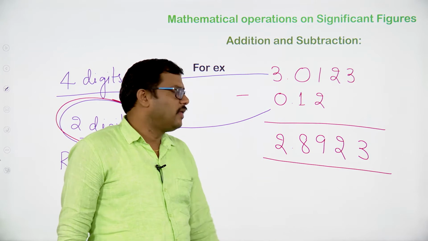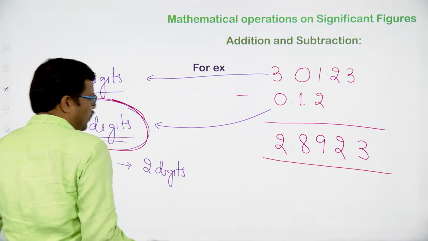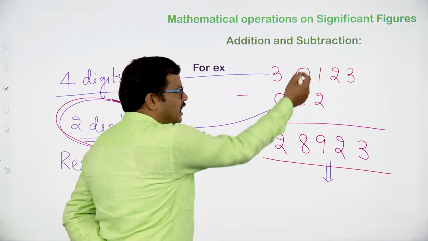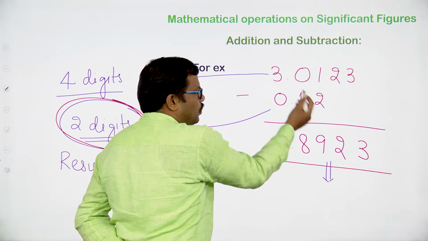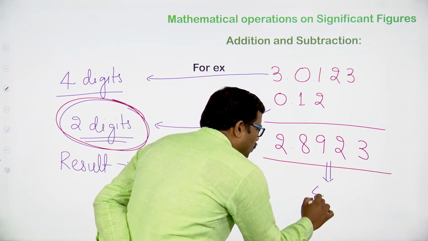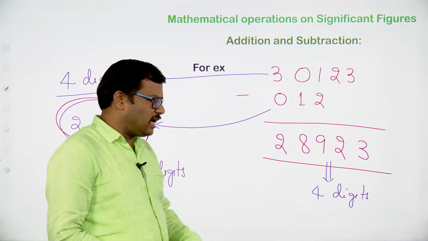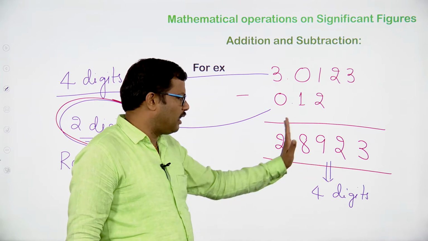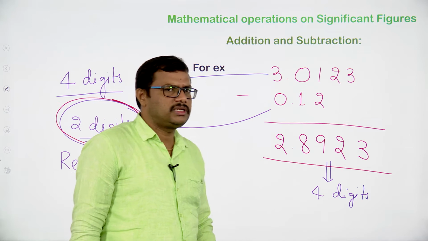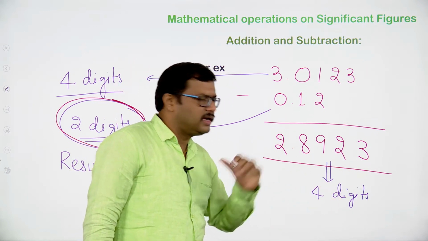2.8923 is the result. But how many digits are present in this number? If we observe the value that I have obtained after subtracting 0.12 from 3.0123, it has 4 digits after the decimal point. The digits I am counting are after the decimal point. I am not bothering about the digits present before the decimal point. So here we have 4 digits after the decimal point.